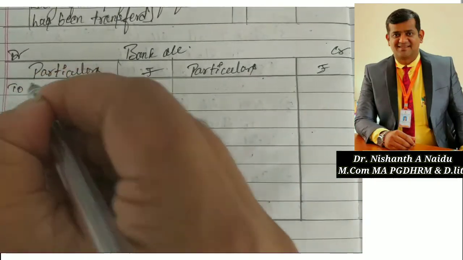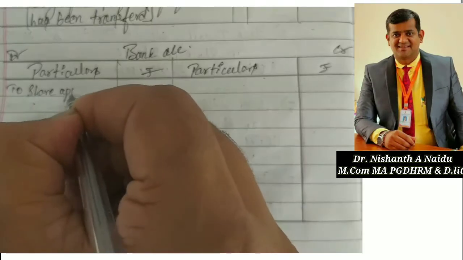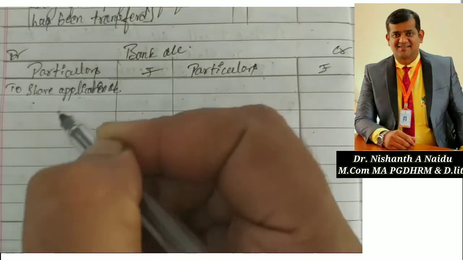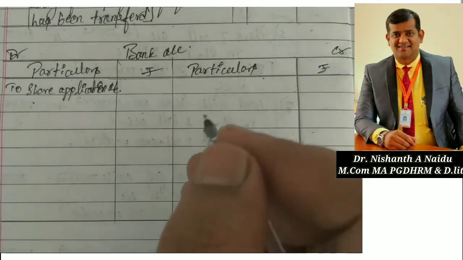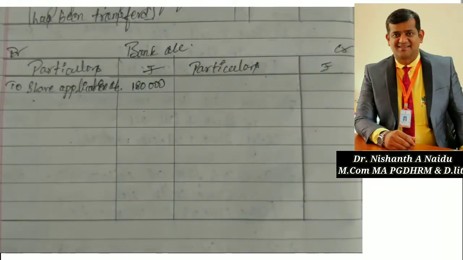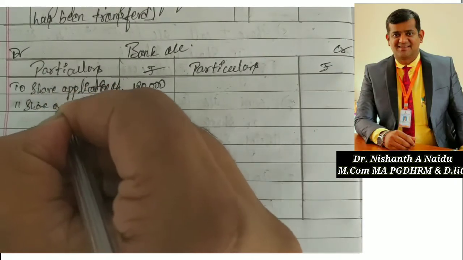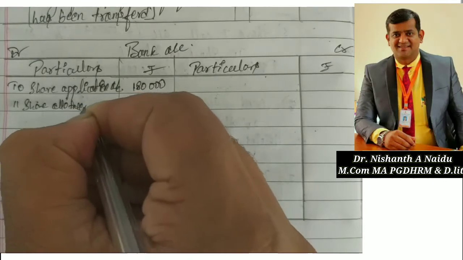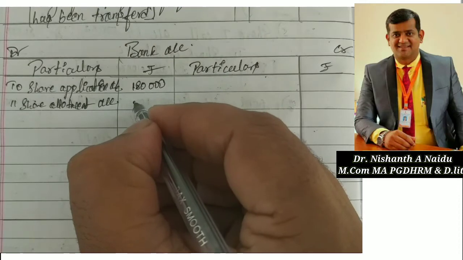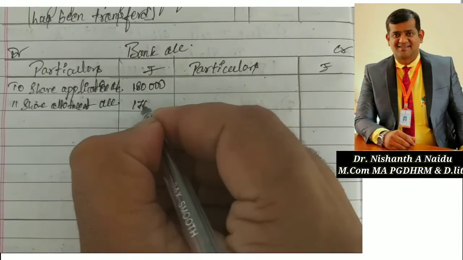So first write to share application account. First journal entry amount, how much we have received from the general public, so that is 1,80,000. How? 60,000 into 3. Next, to share allotment account. So how much received on allotment? Look at the fourth journal entry, so that is 1,76,000 rupees.